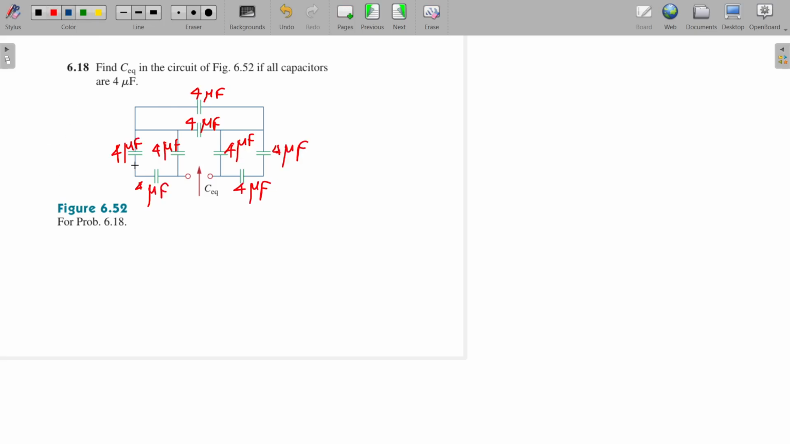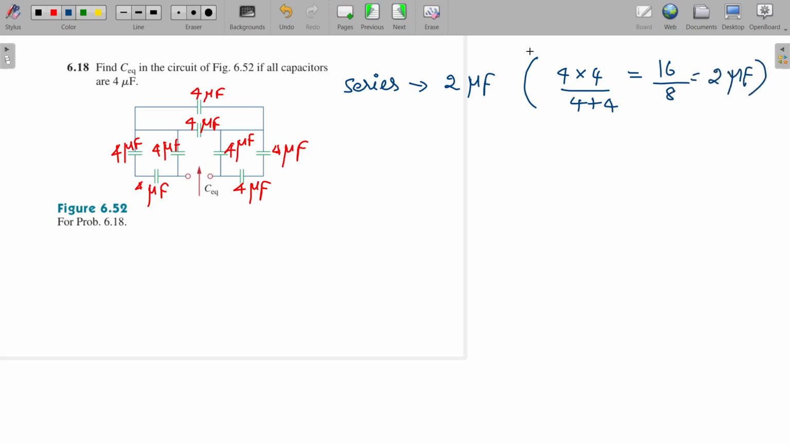So now when you look at these two capacitors, similarly here these two, they are connected in series, right? So for that series combination of equal value, 4 microfarad and 4 microfarad, the equivalent value will be 2 microfarad. If you want to go for the calculation, it is nothing but 4 into 4 divided by 4 plus 4, right? So it will give you 16 by 8, that is equal to 2 microfarad. That's what I have given here.